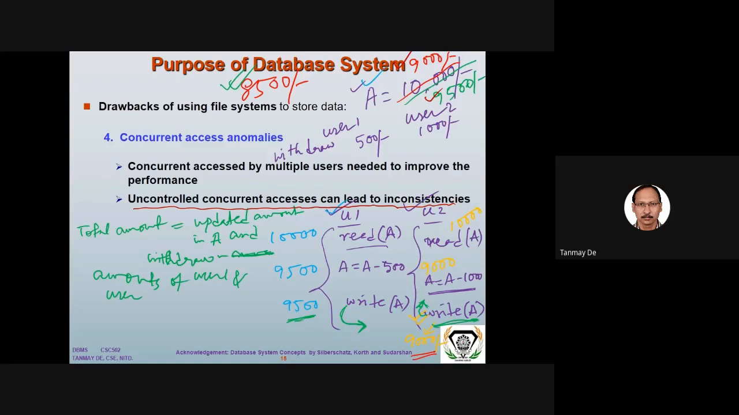Okay. Is there any question or is it okay? Is our example clear or any confusion? Anyone please tell me. Yes.